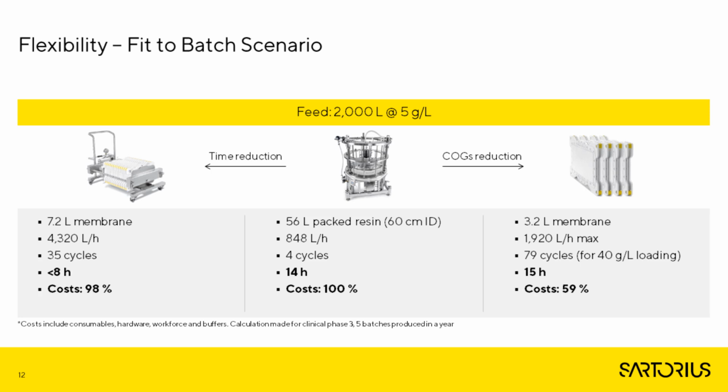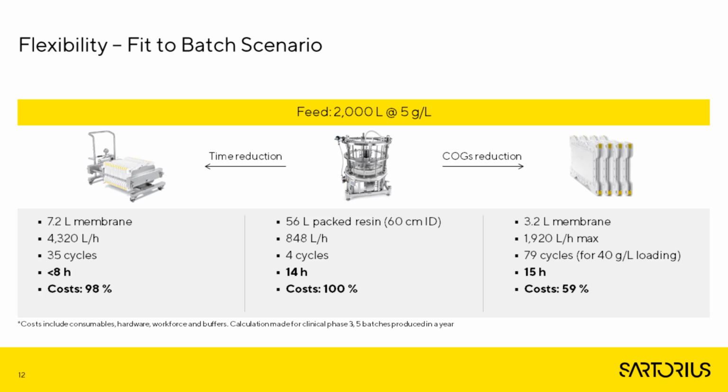In case you want to be faster, then you go to membrane chromatography with 7.2 liters at a fairly high flow rate of 4.3 cubic meters per hour. You cycle it 35 times, but you're done in less than 8 hours, and you keep your costs constant. So here you're faster, which helps in case you have protein instabilities in the harvest.